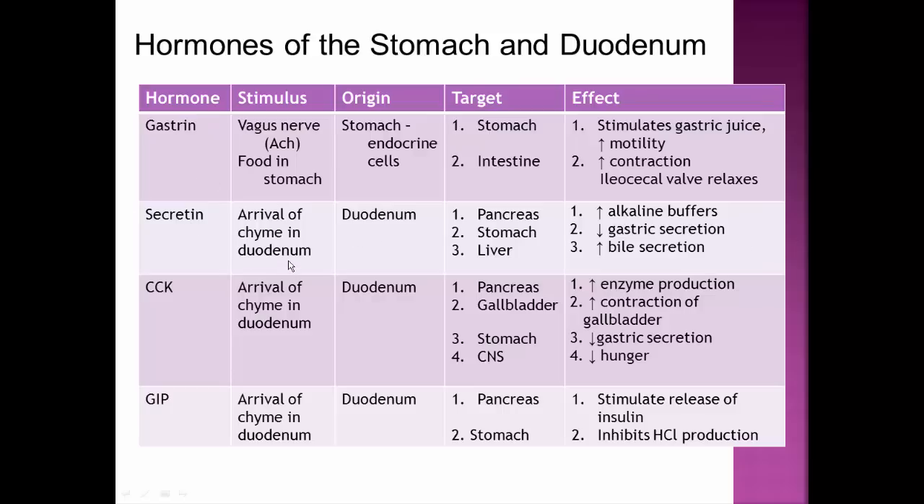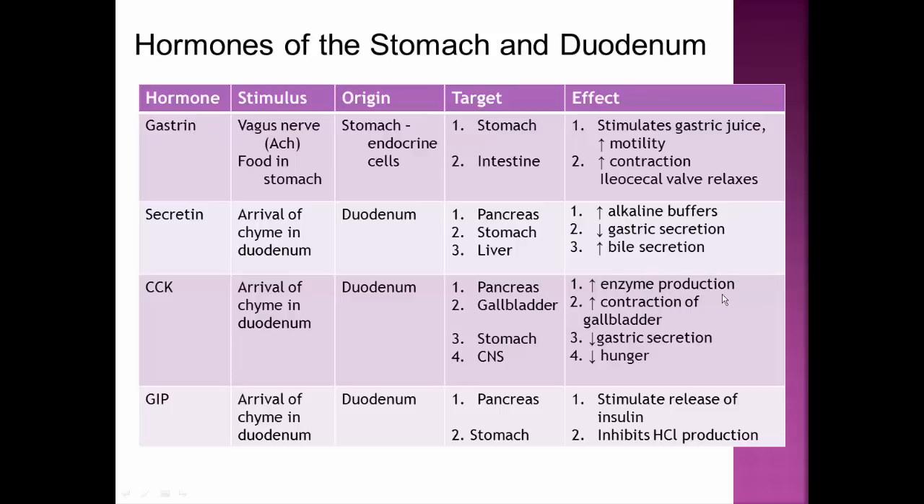Secretion, of course, is because of arrival in the duodenum, as well as CCK and GIP. Notice that it's all triggered because of food coming, or what they now call chyme, into the duodenum, and then they're all secreted by the duodenum, but they have different effects. So the secretin gets the pancreas to increase secretion of buffers to help neutralize that acidic content of the stomach. It gets the stomach to slow down. It gets the liver to increase bile secretion. We'll see how that functions in fat digestion in the next video lecture.